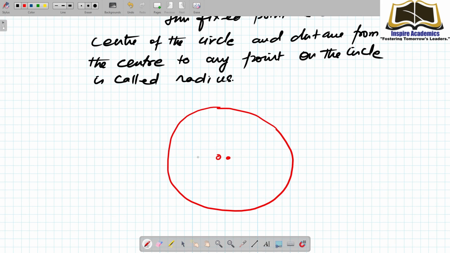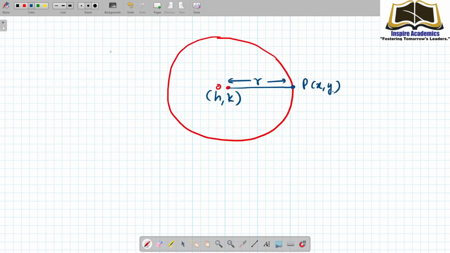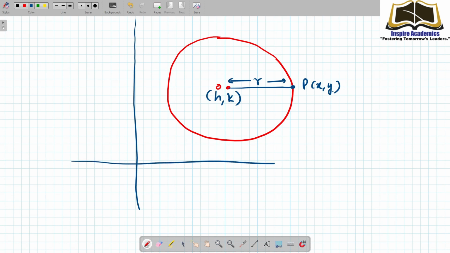So we have a center O, and the distance from center O to a point, let's say P on the circle, is radius R. And the coordinates of O we take as H, K. This is x, x dash, y, y dash, and there is this origin 0, 0.